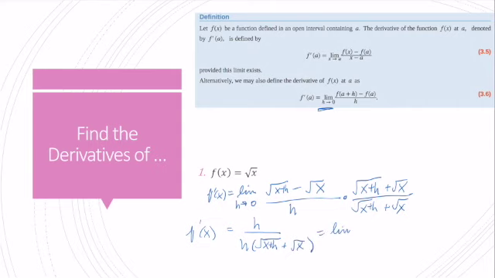This is the limit as h goes to 0 of 1 over the square root of x plus h plus the square root of x, because these h's cancel. As h goes to 0, I have 1 over the square root of x plus the square root of x. I have 1 over 2 times the square root of x.